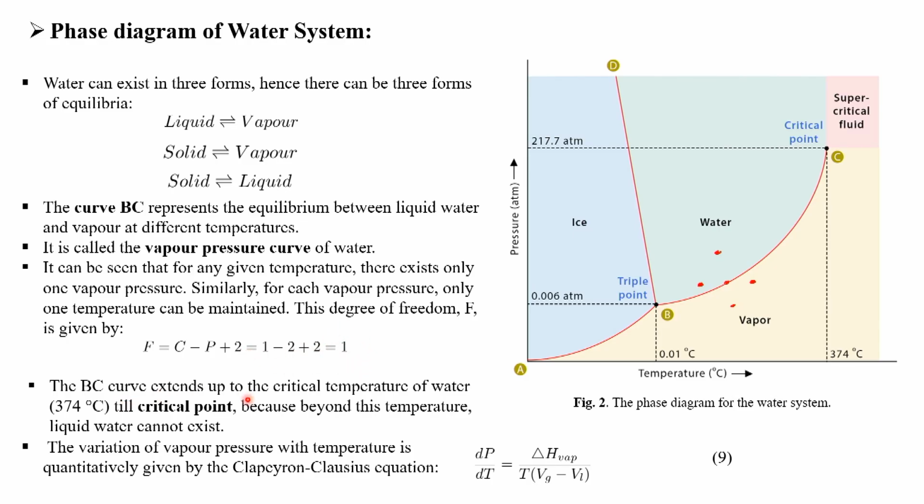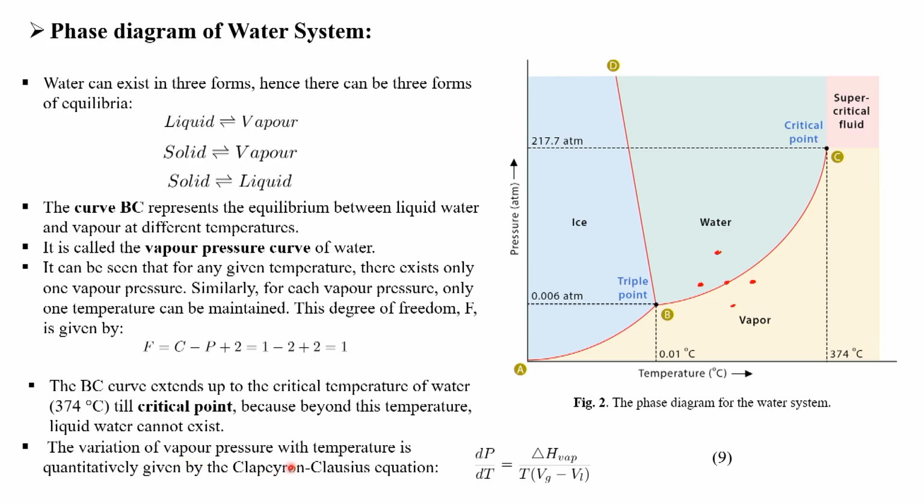The BC curve extends up to the critical temperature of water. So if we extend this curve, we reach this point. This is called the critical point, because beyond this temperature liquid water cannot exist. So we don't get any water phase here. If we extend this beyond this point, we don't get any liquid water. This is called the triple point. This is called the critical point. At the critical point, the temperature is 374 degrees Celsius and the corresponding pressure is 217.7 atmosphere.